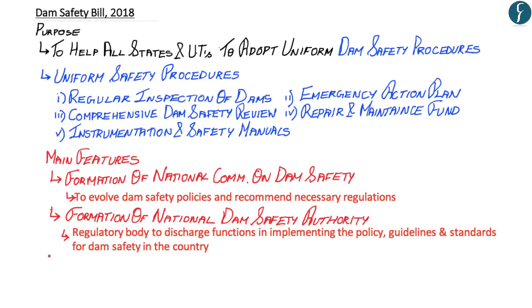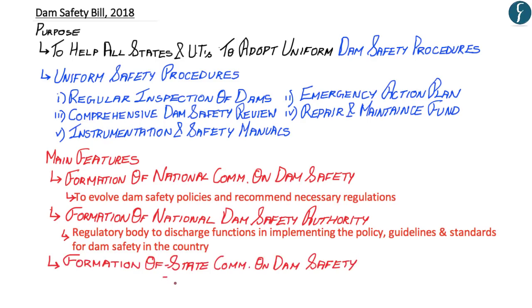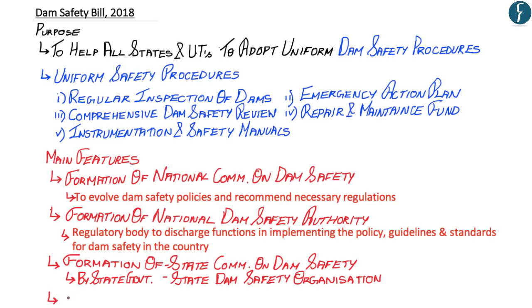The third feature of this bill is the formation of a State Committee on Dam Safety. And similarly, there would also be a formation of a State Dam Safety Organization. Both the State Committee on Dam Safety and the State Dam Safety Organization would be formed by the state government. And lastly, one of the main features of the Dam Safety Bill of 2018 is that the onus of dam safety lies with the dam owner.